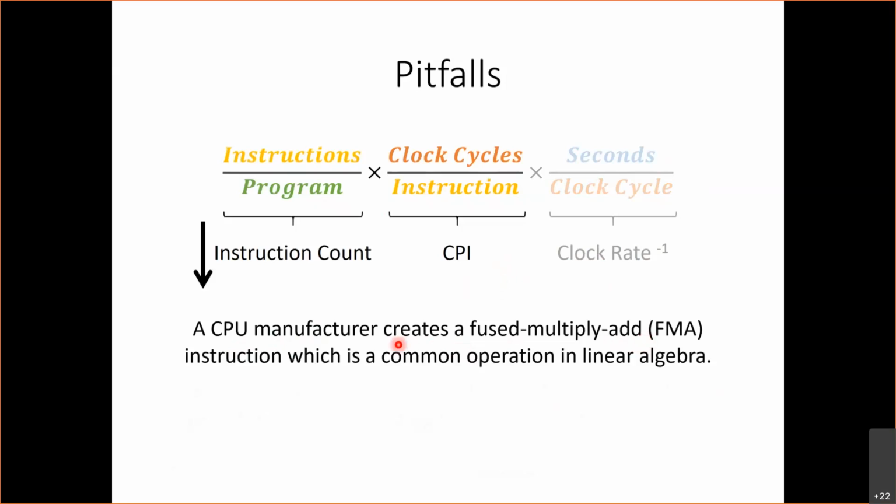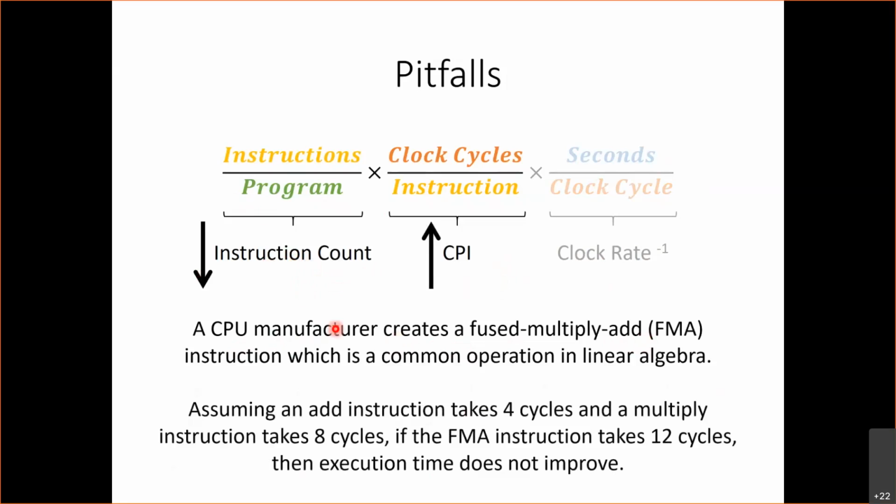The advantage of this is that it reduces instruction count, because rather than doing multiply and then doing add, we can do multiply add in one instruction. So this decreases the instruction count in our program. However, it's important to be careful here, because if my add instruction takes 4 cycles and my multiply instruction takes 8 cycles, and then my fused multiply add instruction takes 12 cycles, then I haven't really improved execution time, right? Because the instruction count will go down, but then the CPI will go up, and the net improvement in execution time is going to be the same.